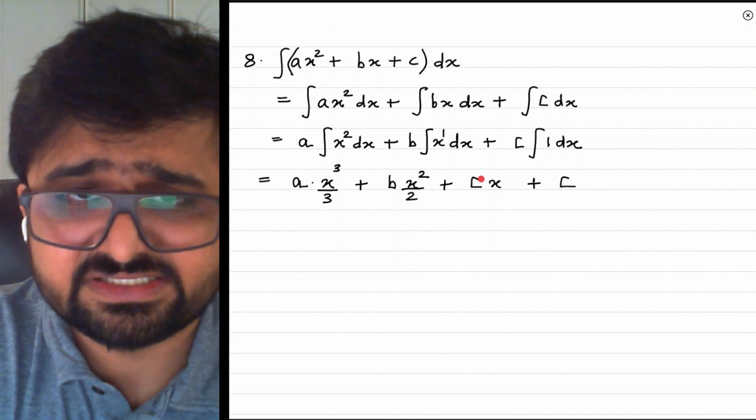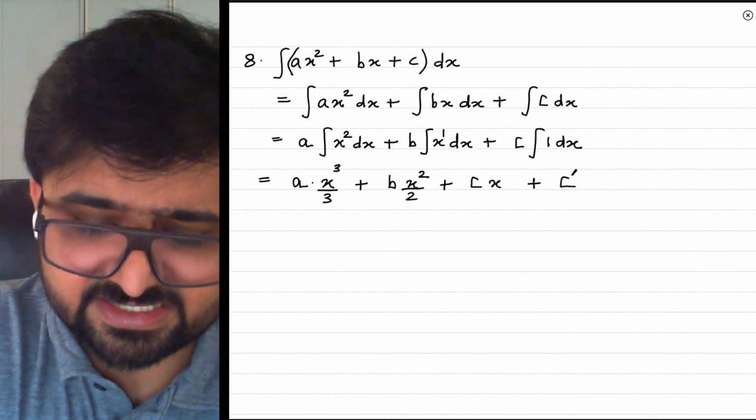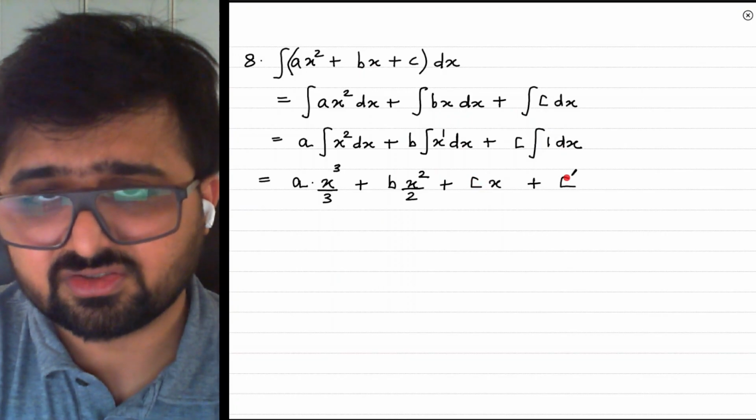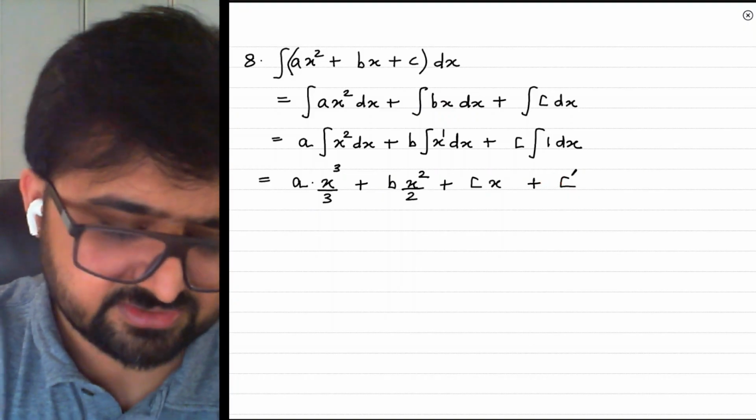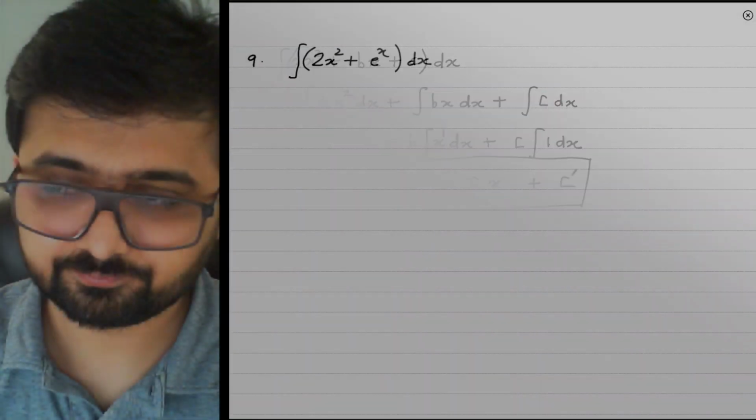Now remember that there is c already. So instead of writing the constant term as c, just write it as c dash, just to differentiate between the existing variable c and that arbitrary constant. Okay, so that's your solution. Hope that makes sense.